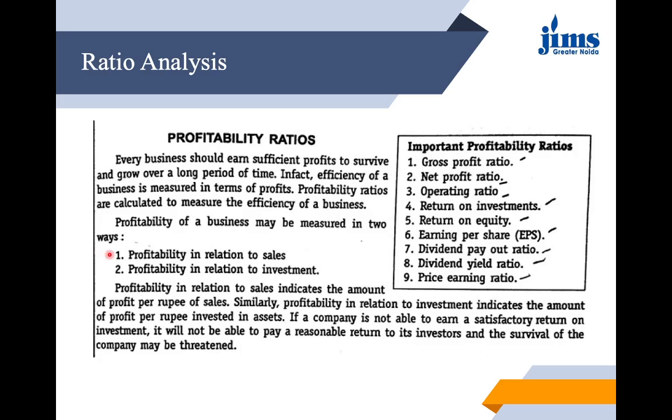ways. First is profitability in relation to sales, and the other is profitability in relation to investment. Profitability in relation to sales indicates the amount of profit per rupee of sales. Similarly, profitability in relation to investment indicates the amount of profit per rupee invested in assets. It means that if a company is not able to earn a satisfactory return on investment, it will not be able to pay a reasonable return to its investors, and the survival of the company would obviously be threatened.